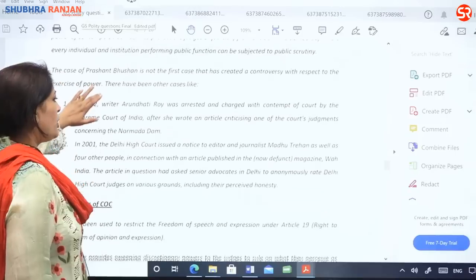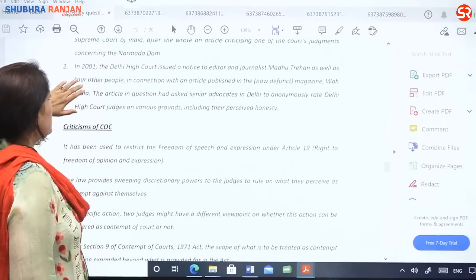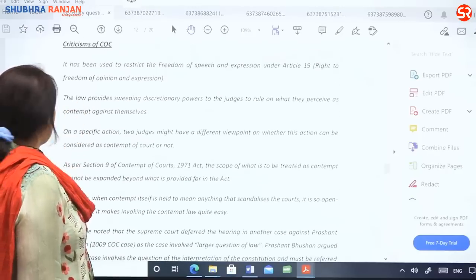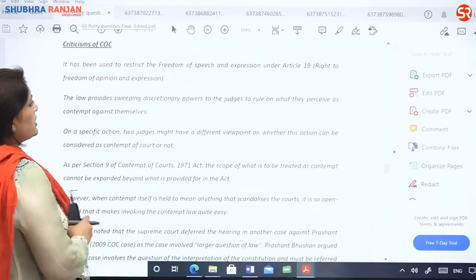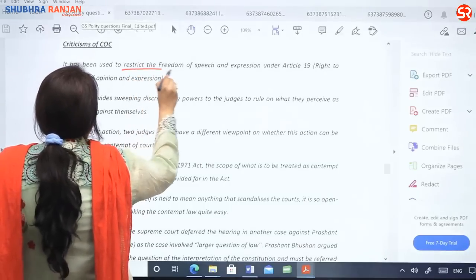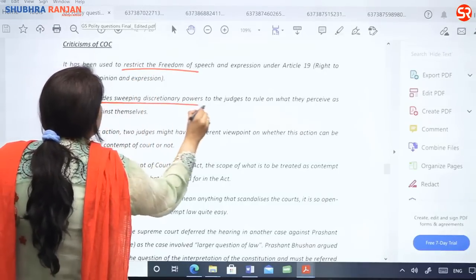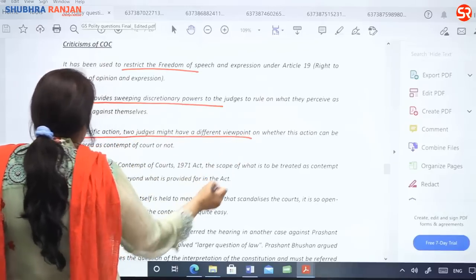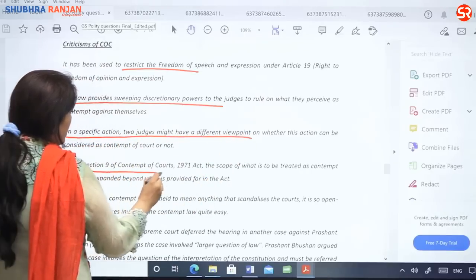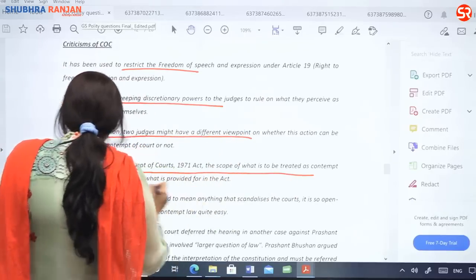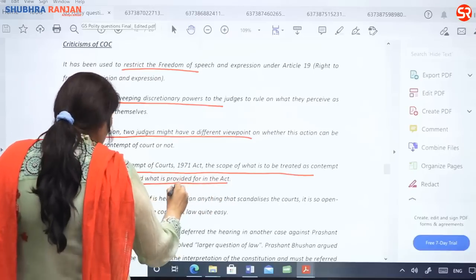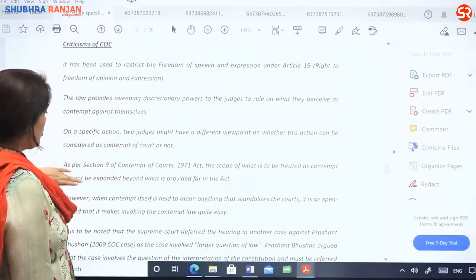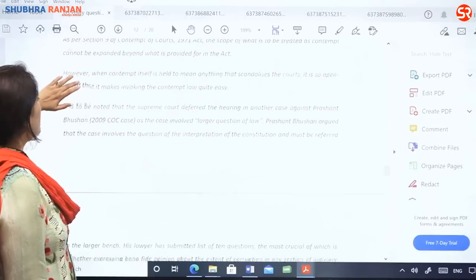So Arundhati Roy's case, Madhu Trehan's case, Medha Patkar's case, criticism. It has been criticized that it restricts the freedom of speech and expression. The law provides sweeping discretionary power on specific action. Two judges might have a different view. As per section 9 of the Contempt of Courts Act, the scope of what is to be treated as contempt cannot be expanded, but actually there is no limitation. Why am I giving this detail? Because the question is asking about the law on contempt.